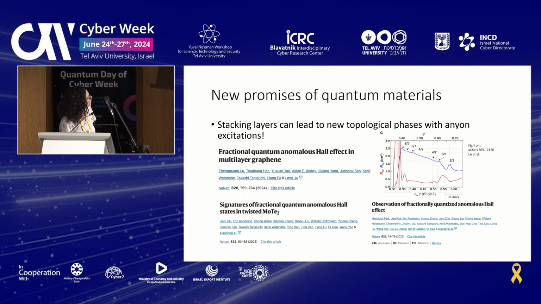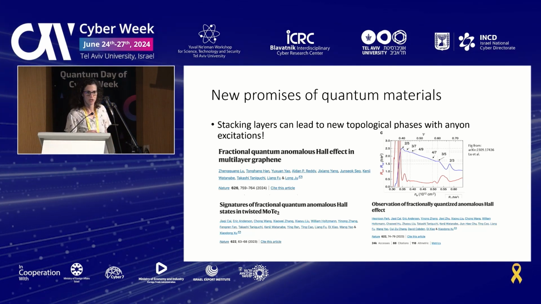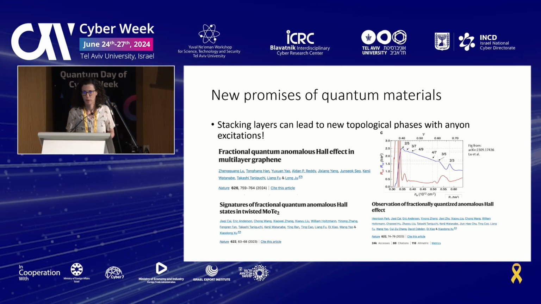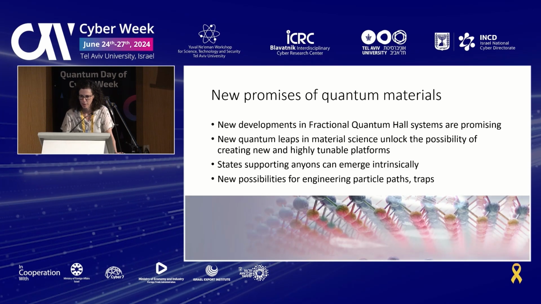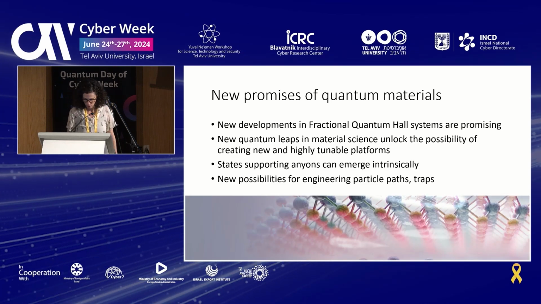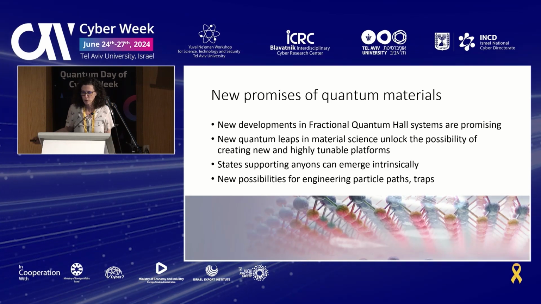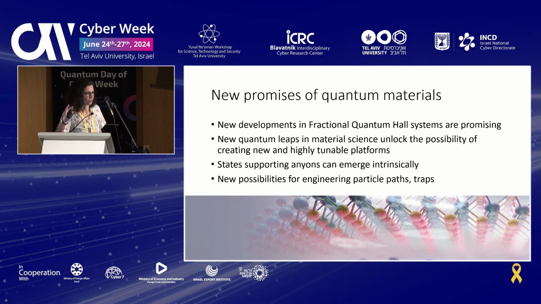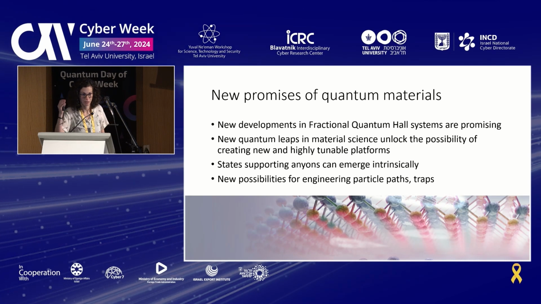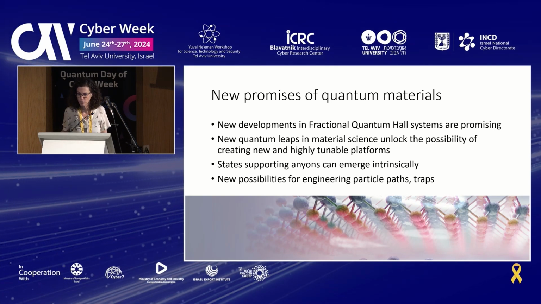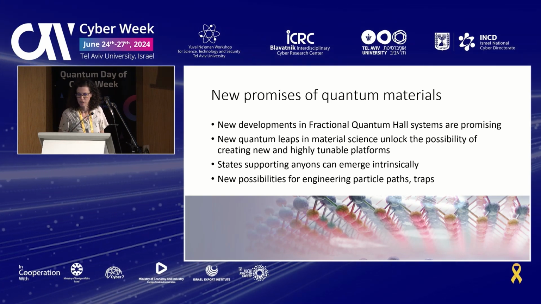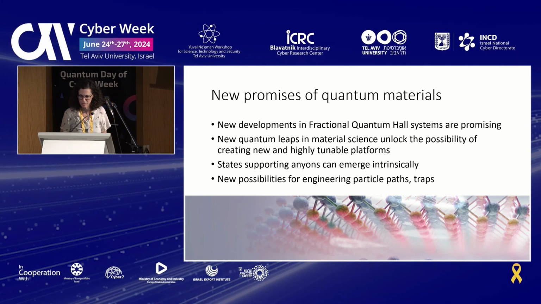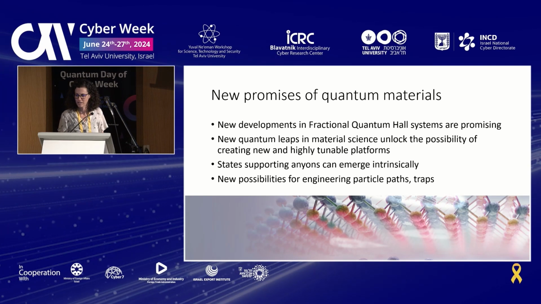And now this is a huge field of research where we start looking for anyon signatures, and people already start to see signatures that are consistent. So far, abelian anyons, but we are hopeful that also non-abelians are going to come up next. And with that, I want to conclude. So we have new developments in the fractional quantum Hall effect that are very promising. New experiments that took decades are now working. We have new quantum leaps in material science that unlock the possibility of creating new and very highly tunable systems, and then states that support anyon excitations can emerge.